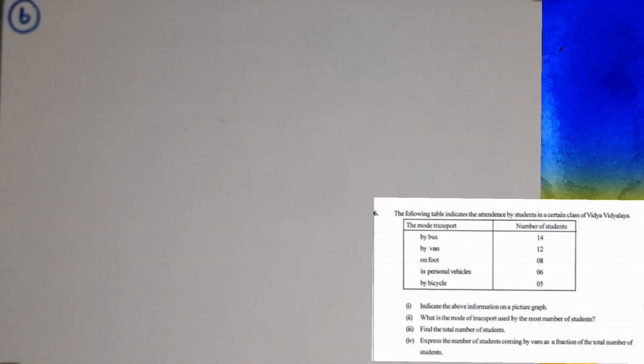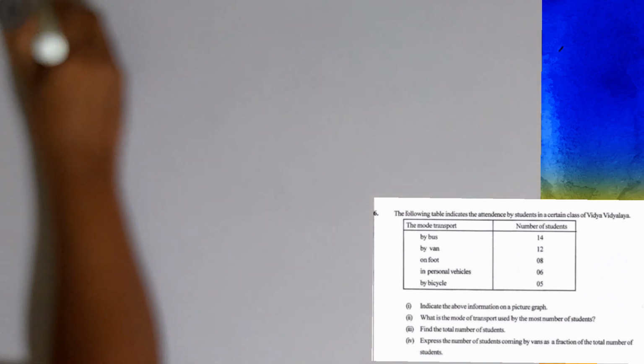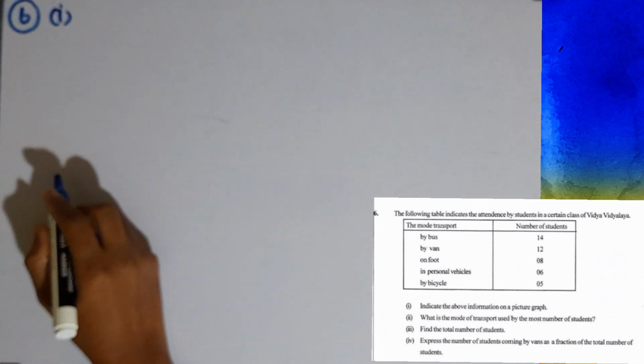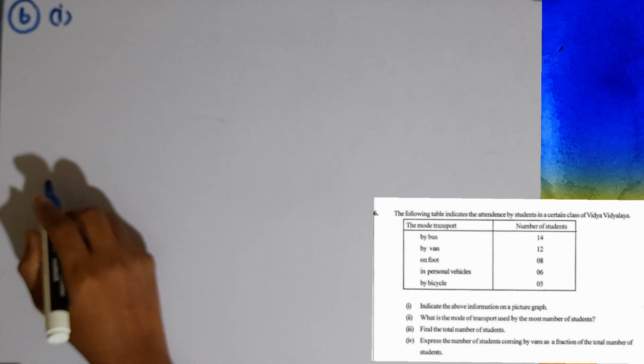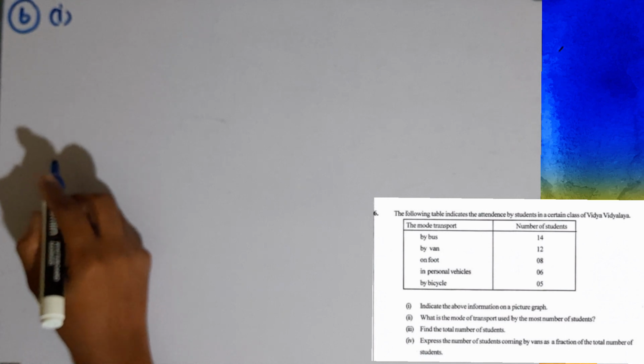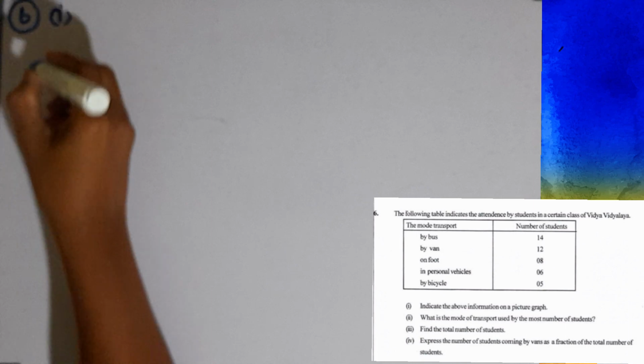Question number 6. The following table indicates the attendance by students in a certain class of Vidya Vidyalaya. The mode of transport, then the number of students. We are given the table like this. Then first question. Indicate the above information on a picture graph. I'll take the symbol circle and represent the symbol. Two students are represented by the symbol circle. Then I can draw the picture graph like this.